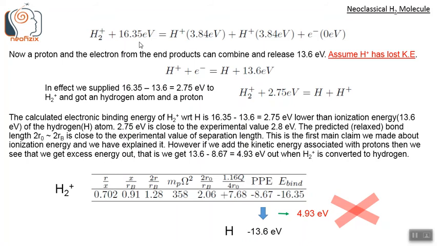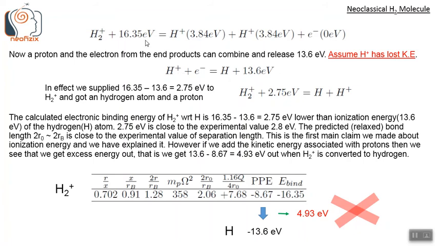So in the first step we get this dissociated H plus and E minus, and in the second step one of these protons can combine with the electron to give a hydrogen atom and simultaneously release 13.6 electron volts. So in effect, we have supplied a total energy of 16.35 in the first step, minus 13.6, which was released from the system in the second step. So the total energy supplied is 16.35 minus 13.6, which is 2.75 electron volt.